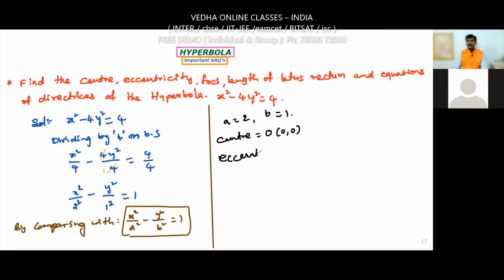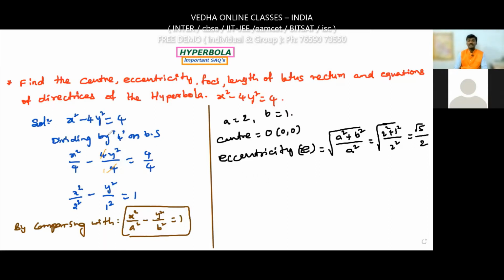So what is the formula for finding the eccentricity? e is equal to under root of a square plus b square divided by a square. What is the a value? 2. What is the b value? 1. Substitute now: under root of 2 square plus 1 square divided by 2 square. 2 square is 4, 4 plus 1 is 5. So root 5 divided by root 4, the square root cancels, then we get 2. Root 5 by 2 is the eccentricity.